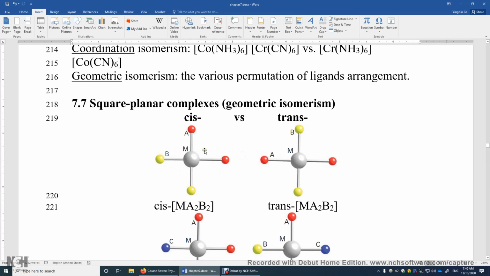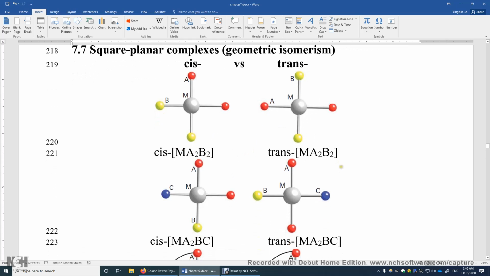Now if you look at this transition metal complex structure, the transition metal M is bonded to 2 A's and 2 B's. But now you can have cis. There's 2 A's on one side, there's 2 B's on one side, so this is cis conformation. You can also have trans conformation. You can have these 2 A ligands sitting on the 2 opposite sides, and the 2 B's also on the 2 opposite sides. So cis versus trans.